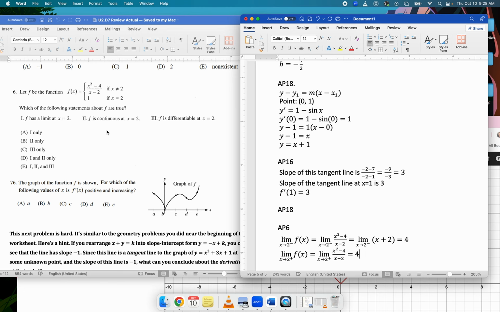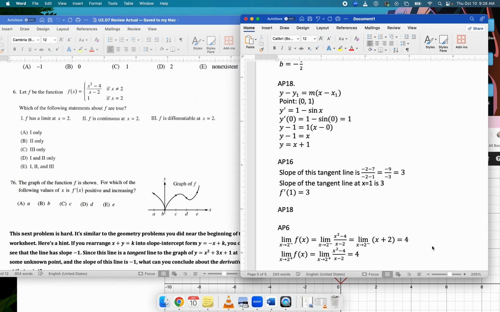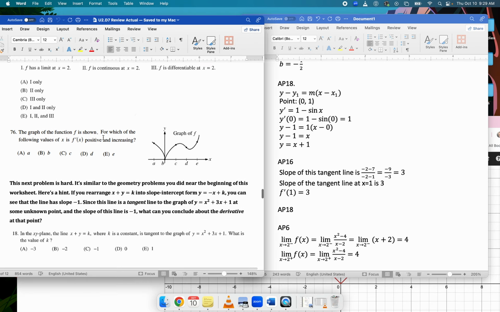Is f continuous at 2? Definitely not, because the value of the function at 2 is 1, which is not equal to 4, right? So it's not continuous there. 3, is it differentiable at 2? Definitely not, because differentiability requires continuity, right? If it's not continuous at 2, then it's certainly not differentiable either. So in fact, it's just 1, right? 1 only. So A.